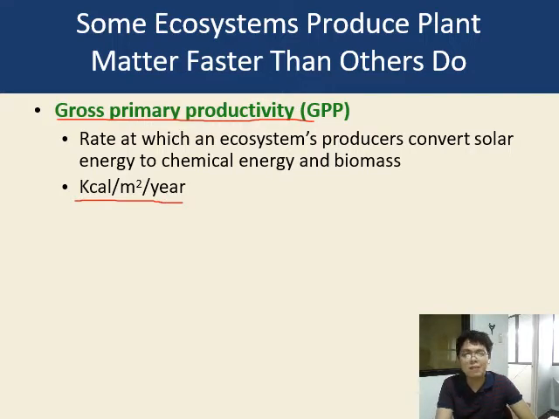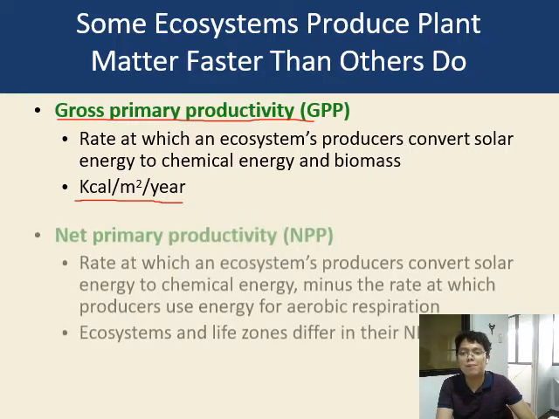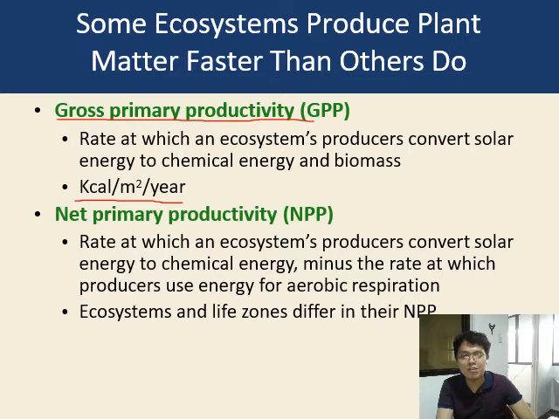The remote sensing of vegetation GPP is an important step in analyzing terrestrial carbon cycles in response to climate change. Now, some of the biomass must be used for the producer's own respiration. So that is what we call the net primary productivity. It is the rate at which an ecosystem's producers convert solar energy into chemical energy minus the rate at which producers use energy for aerobic respiration.